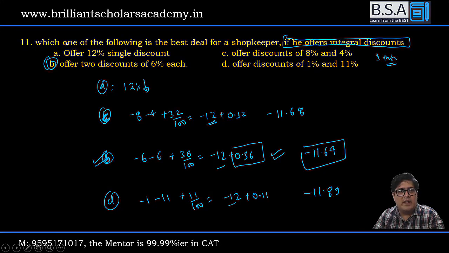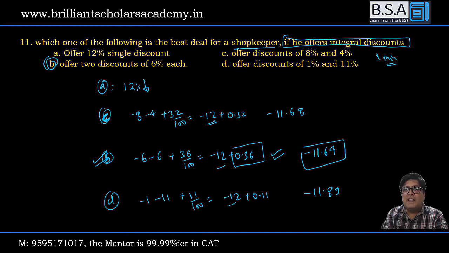Which of the following is the best deal for a shopkeeper? Shopkeeper wants to offer less discount. Discount कम देना चाहता है. Shopkeeper discount कम देना चाहता है. He would like to give you less discount.